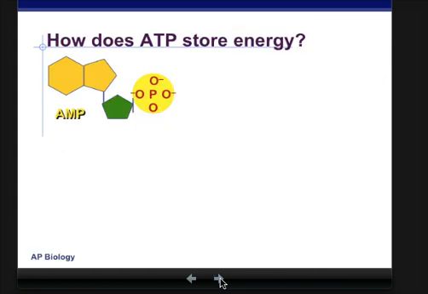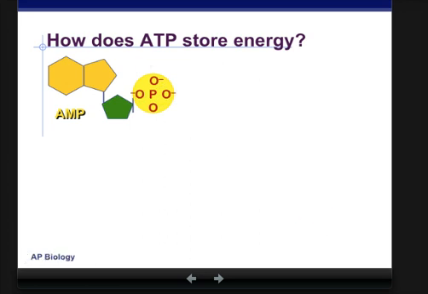All right, so how does ATP store the energy? This is where some of those charges are going to come into play. So you've got this AMP sitting here. Right, it's got the negatively charged phosphate group here. And do you think it's easy or difficult to add another phosphate group on there? What do you think? So if this is negatively charged and I'm going to take another negatively charged phosphate group and attach it there, you think that's hard to do or easy to do?